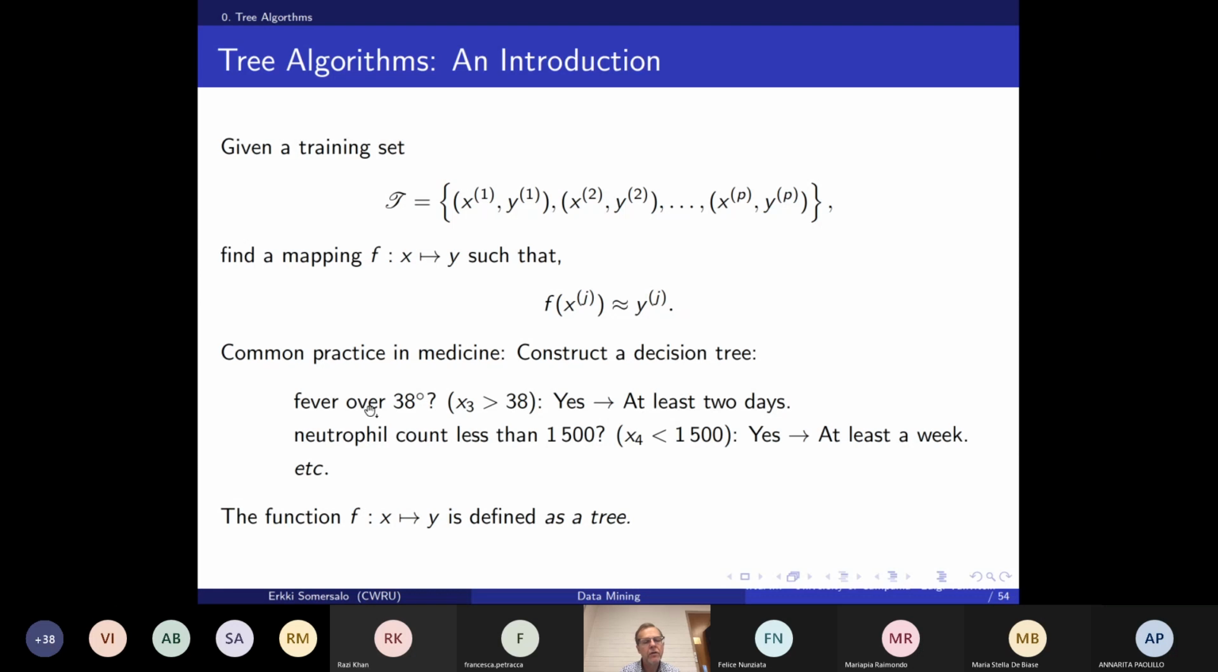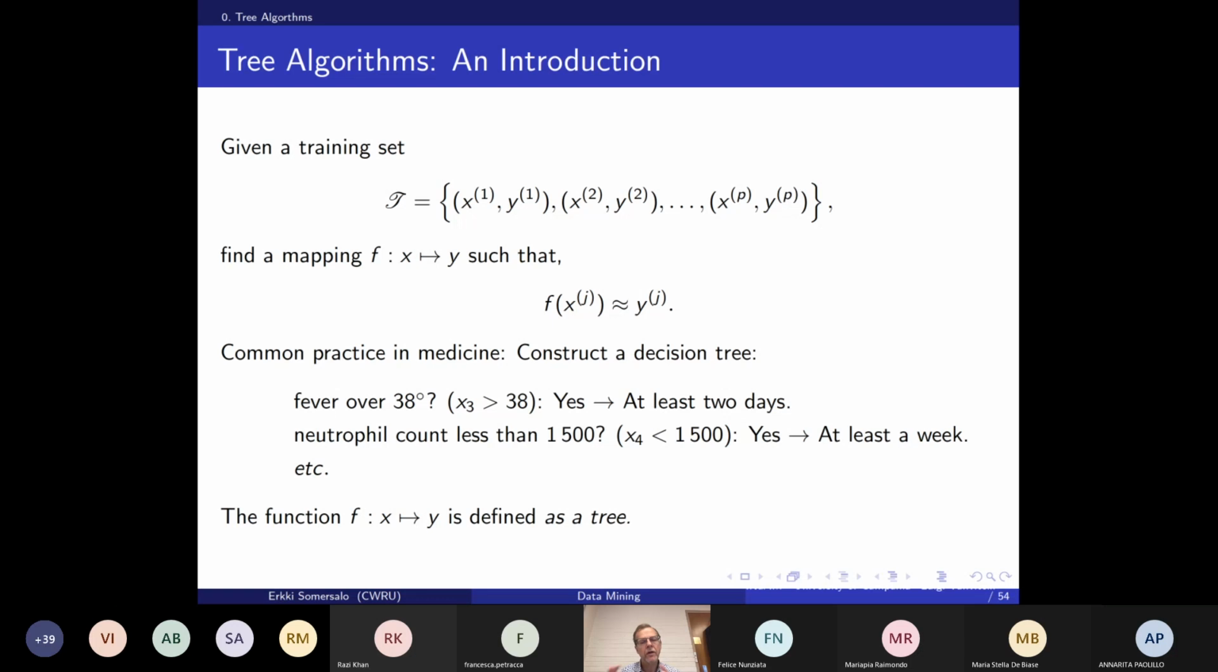So now you ask if the patient has fever over 38 degrees, yes or no. So the third attribute is the fever, and you check if X3 is larger than 38, and if the answer is yes, you say the stay is at least 2 days, so that could be a possibility. Then you look at the blood cell count, and you are interested in the neutrophils, and you say if the neutrophil count is less than 1,500, which is considered to be a low count, then the stay is at least 2 weeks, etc.